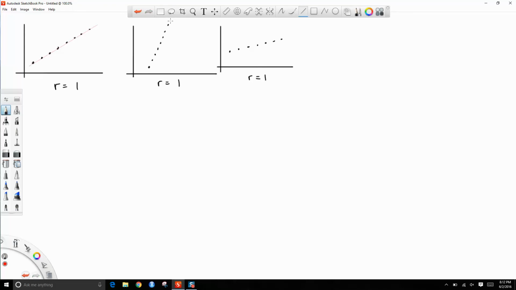So because all of these, well, this one, there's no scatter, they all are in a positive direction, you've got r equal to 1 there, okay?